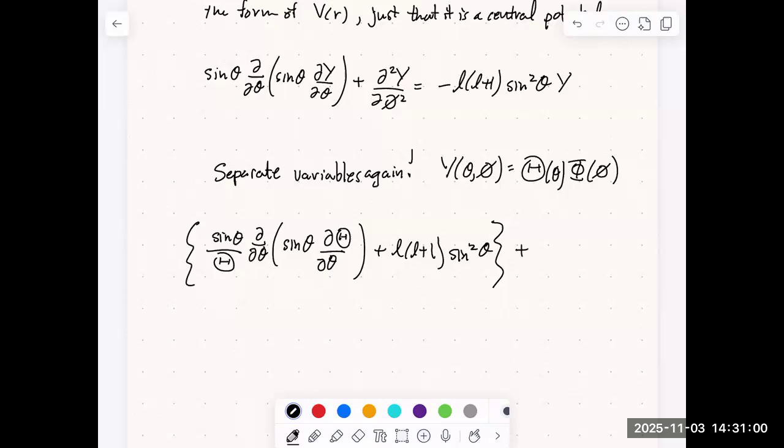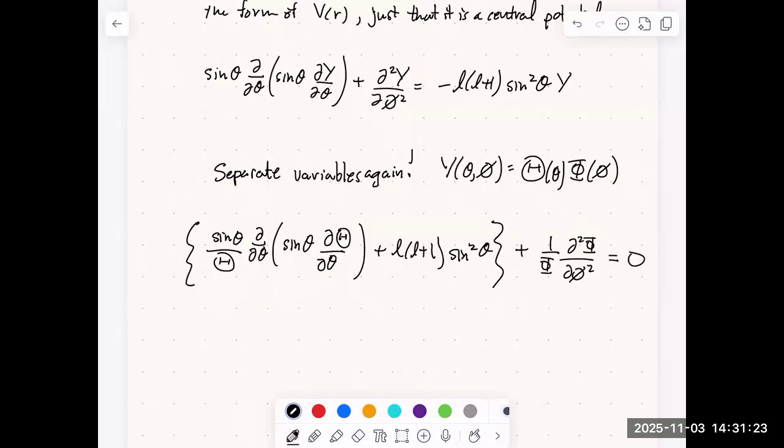And what do we have? We just have two derivatives here. So we'll get a 1 over phi when I divide by theta times phi. And we have two derivatives of phi with respect to phi. And that has to be equal to 0.